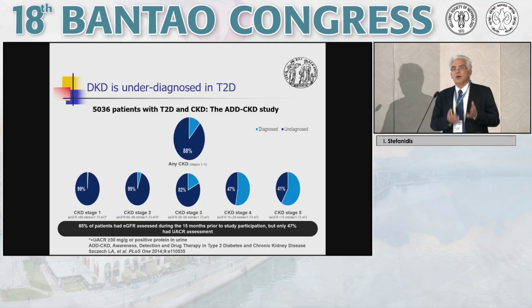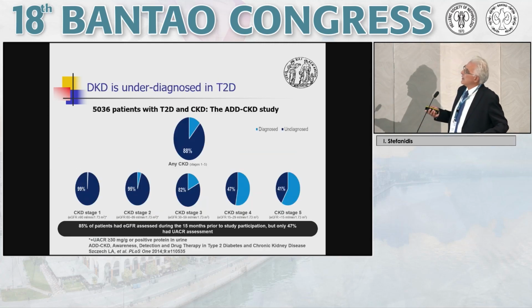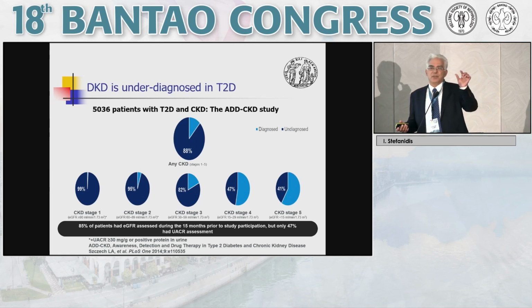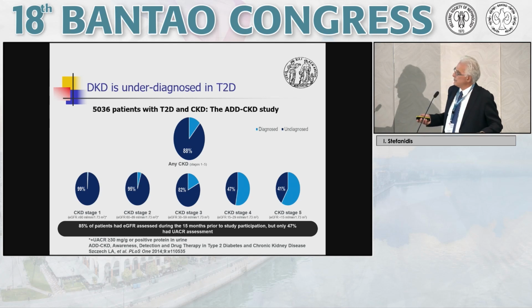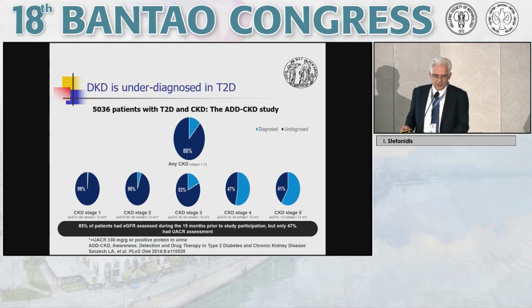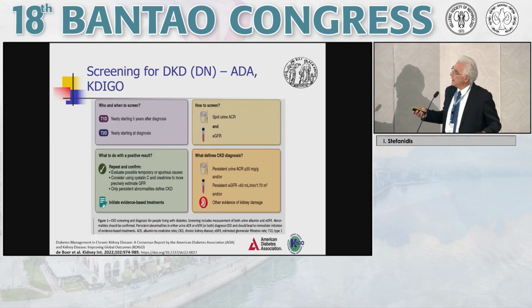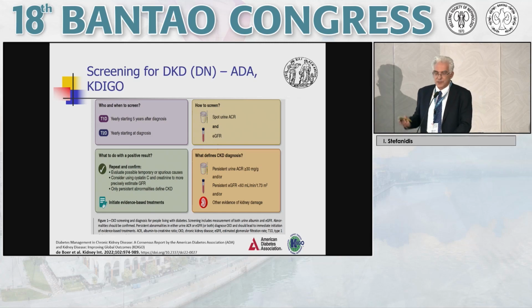Although in studies of 5,000 people with type 2 diabetes and chronic kidney disease in the US, the diagnosis was set in only 12% of patients, and this is much lower in early stages of diabetic nephropathy. That's why screening for diabetic nephropathy is included in the guidelines of the American Diabetes Association and KDIGO, and it's very important.